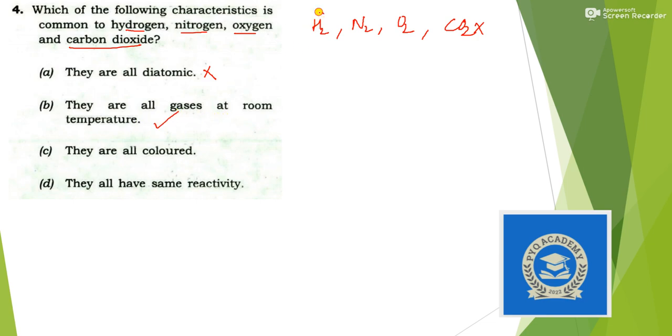Yes, we will find hydrogen, nitrogen, oxygen as well as CO2 all gaseous at room temperature. So yes. And they all are colored? No, most of them are colorless. Okay, at room temperature. They all have same reactivity? No, as these all have different atomic number and different valency, so they have different reactivity. So this is also wrong. So our answer is option B.